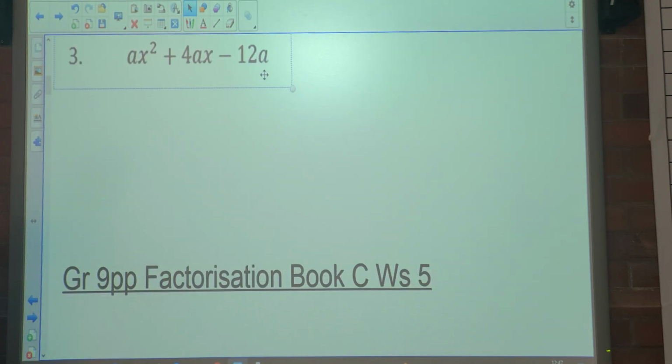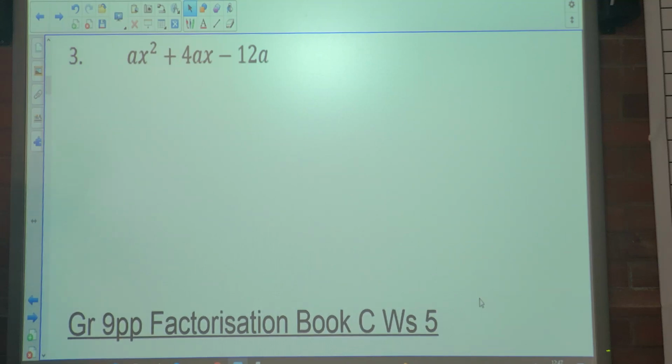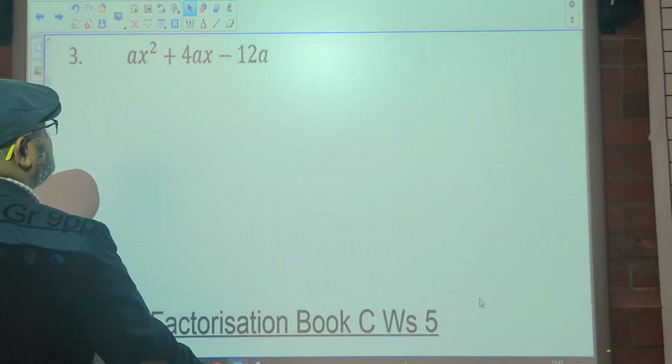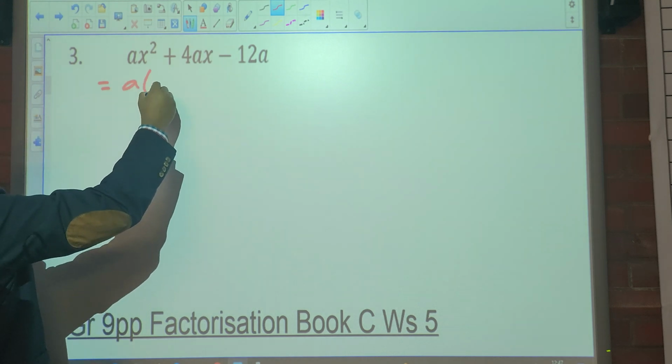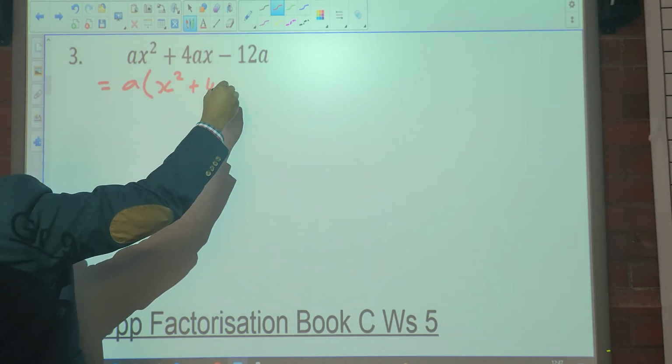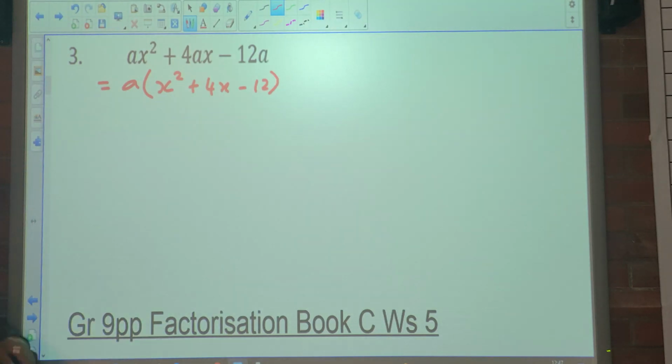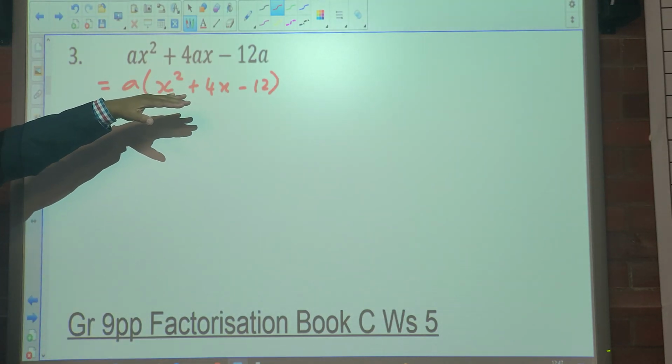What do we notice here? Again, we have a common factor. And what's the common factor here? 8. What are we left with? X squared plus 4x minus 12. What do we see inside the bracket again?